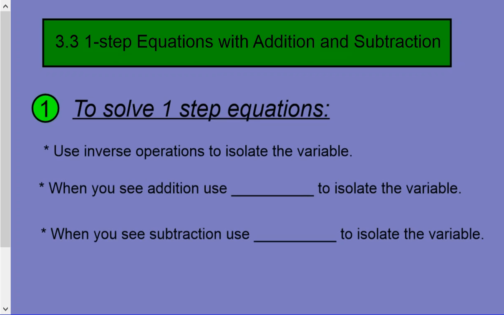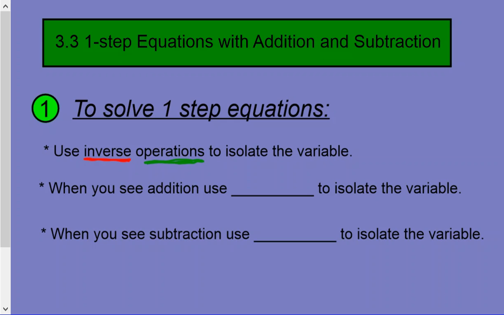Alright, to solve one-step equations, we're going to use the inverse operation to isolate the variable. So a couple things to start. Inverse operation means opposite. The opposite operation. Operations are addition, subtraction, multiplication, and division. So we're going to use the inverse, the opposite of addition, subtraction, multiplication, or division to isolate the variable.